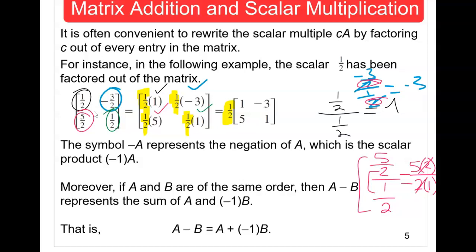So then what we could do is rewrite it so that the scalar is just factored out of the matrix, like you can see here. And then you have the entries inside the matrix. Now they're all integers. So sometimes that is convenient.